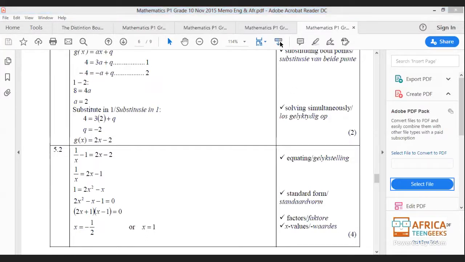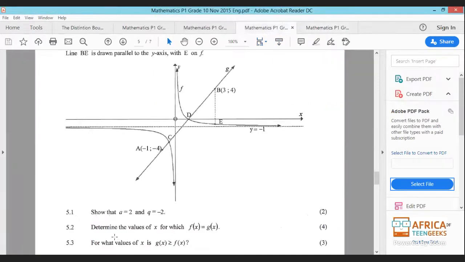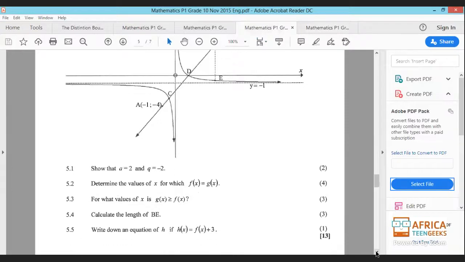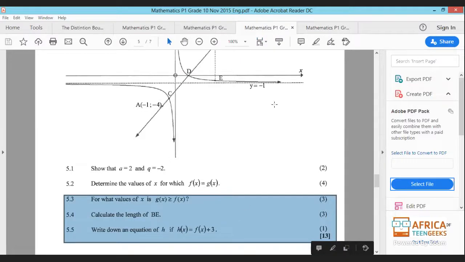Right. Who wants to try this one? For what values of x is g of x greater than or equal to f of x? Okay, I can see this one will take us more time. Basically, guys, these are the things that we've been doing all along. So this and that is going to be your homework. So please make sure that you take this.